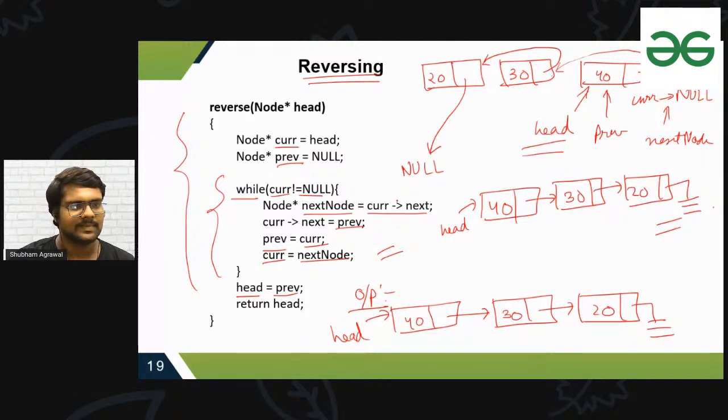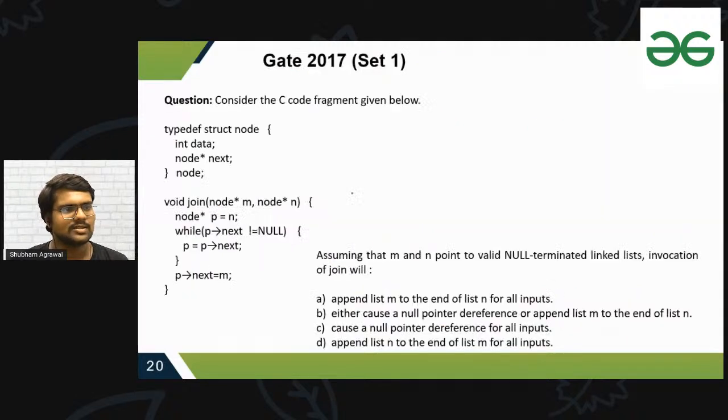Okay, now let's do one GATE question. This question was asked in GATE 2017 set 1, in which we have a C code. Here they have used typedef struct node, and they have renamed it to node, in which data and next are there. So a node will contain data and next.